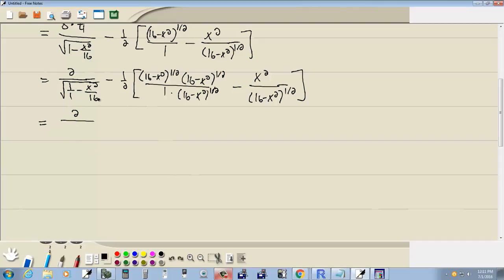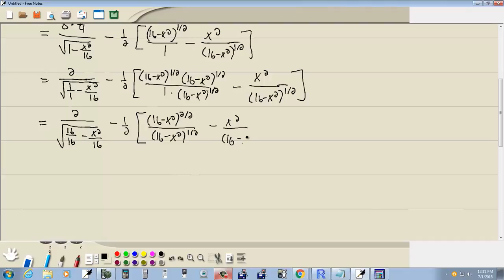Now we need to get a common denominator, which would be 16. So I'll multiply top and bottom by 16 here. So we get 16 over 16 minus x squared over 16, minus 1/2. 16 minus x squared to the 1/2 times 16 minus x squared to the 1/2. You add the exponents, 1/2 plus 1/2, and that gives us 2/2 over 16 minus x squared to the 1/2, minus x squared over 16 minus x squared to the 1/2. Well, here we have 2, and I'll merge those into a single fraction. So we got 16 minus x squared over 16, since they have the same denominator.